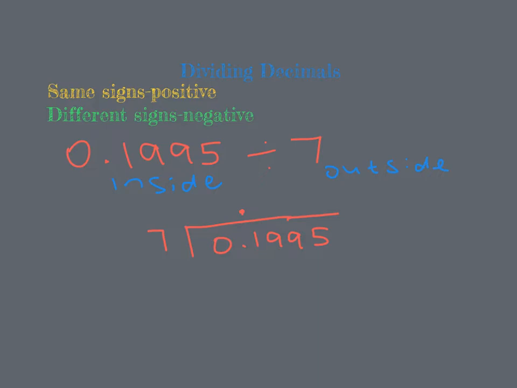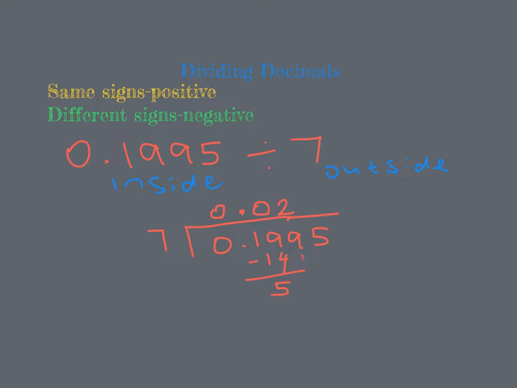Now I'm going to go ahead and start dividing. So 7 can't go into 0, so I'm going to put a 0 up top. 7 cannot go into 1, so I'm going to put a 0 above the 1. 7 can go into 19 2 times, and 7 times 2 gives me 14, which means I have 5 left over.